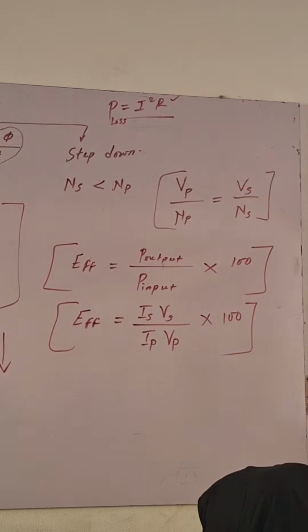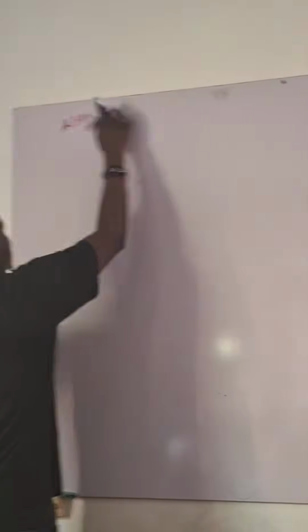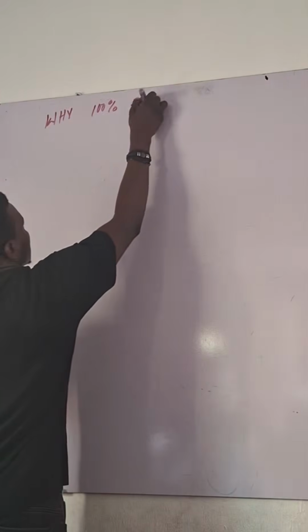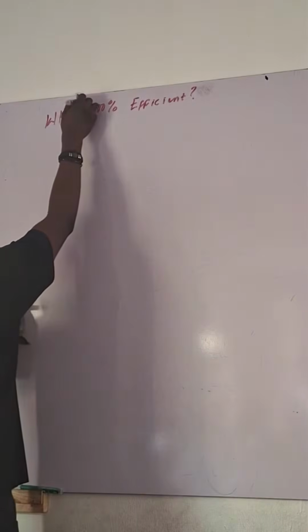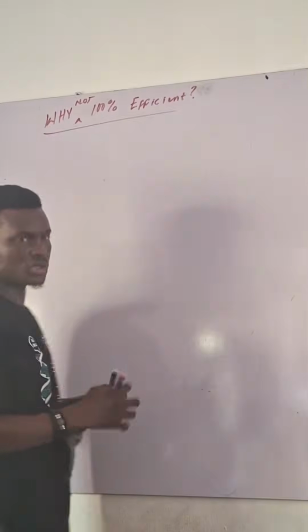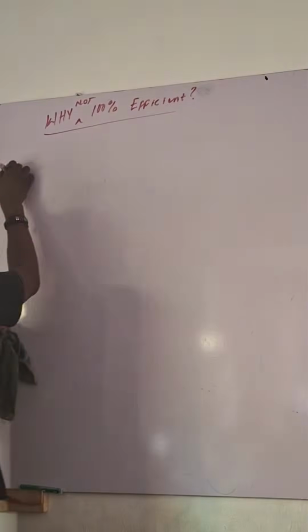If you see questions on magnetism and you still miss it, you probably did not do your own assignment. So why is it that a transformer is not 100% efficient? Why is a transformer not 100% efficient? There are some things that happen in a transformer.